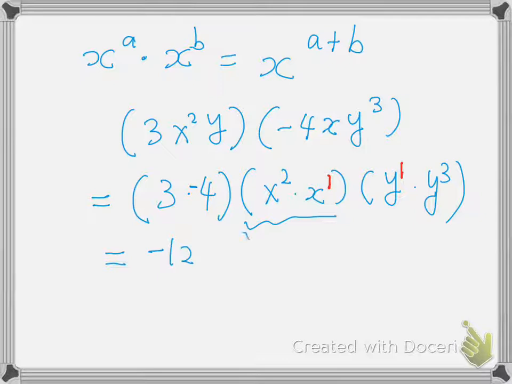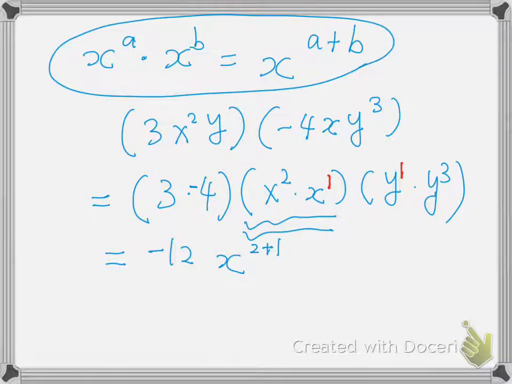For the x part, we should use the multiplication formula. So we keep the letter x. It's the sum of the exponent, so it's 2 plus 1. We're talking about this formula, the multiplication formula. Multiply powers means addition of the exponents.